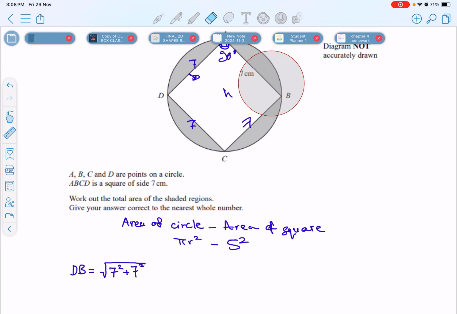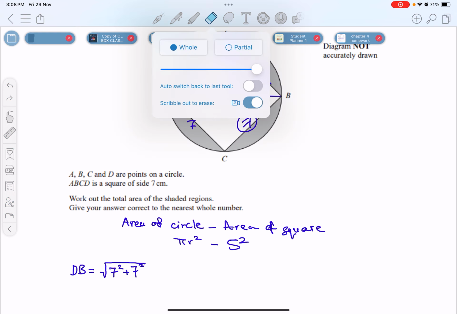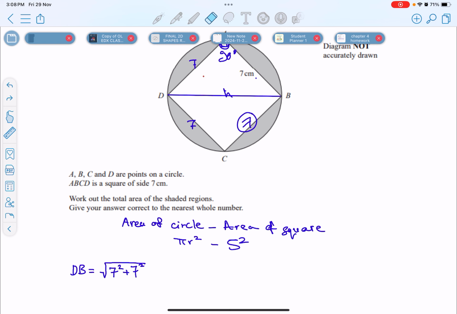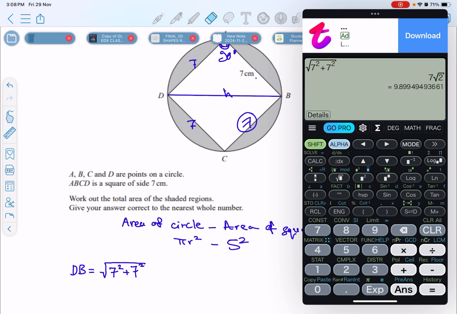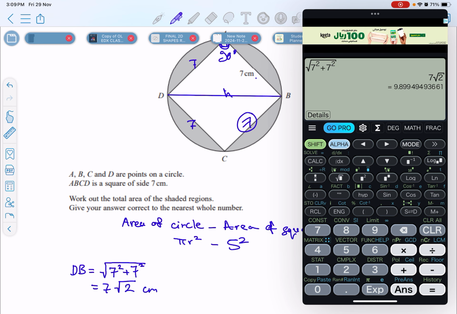Okay? Okay. After doing this, I'm going to write it on the calculator. It's going to be root of 7 squared plus 7 squared. It's going to be 7 root 2. I'm going to write it exact to avoid rounding the numbers. So it's going to be 7 root 2 centimeters. This is the hypotenuse. This is the diameter.